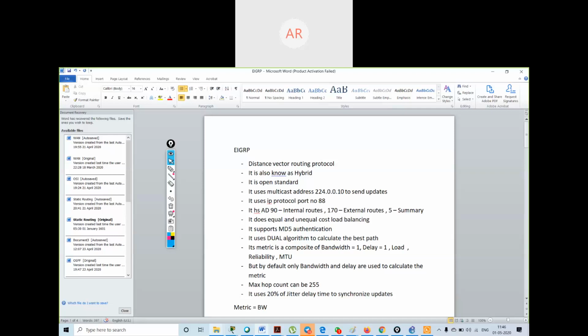Jitter is a kind of disturbance. If you are sending some packet, then due to some electromagnetic interference, there is some loss of packets in voice packets. That is known as jitter. Sometimes whenever we are talking on a call, we get some disturbance. That noise is known as jitter delay.